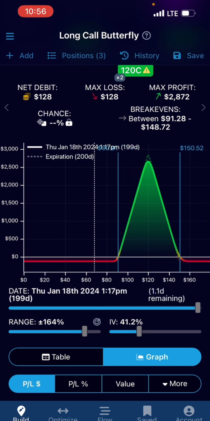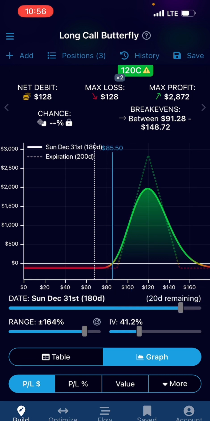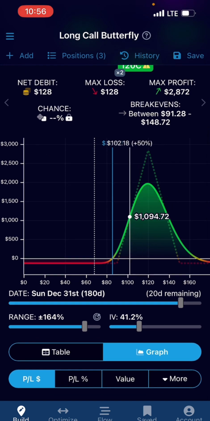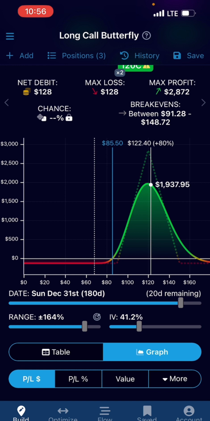There we go. Okay, so if PayPal gets to 100 by the end of the year, we will make $963 on this trade with only $128 of risk. Okay? So that's a pretty good setup to me. And if somehow it absolutely rips to 120, we'll make almost $2,000 on $128 of risk.